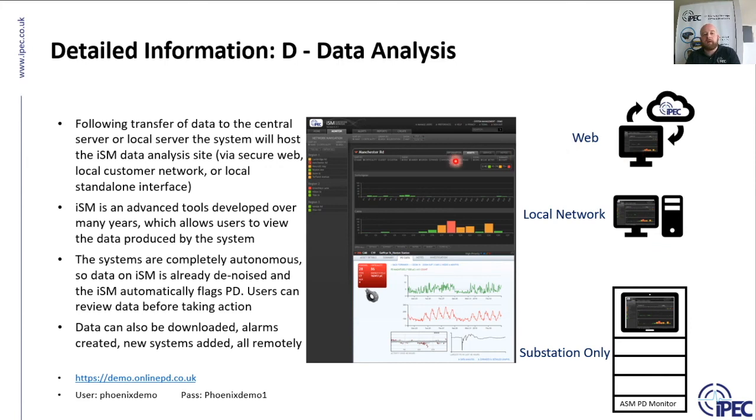So depending on how it's hosted, depends on whether you see it in the substation, on your local network, or on the web. With each monitoring network, we have a server, and that server hosts the data for the customers. So there's no individual PC software required. You access it via a browser. So even if that's on your local network, you just enter the correct IP address and you can open the data there. So it doesn't need the internet to operate, but it is a browser-based software.